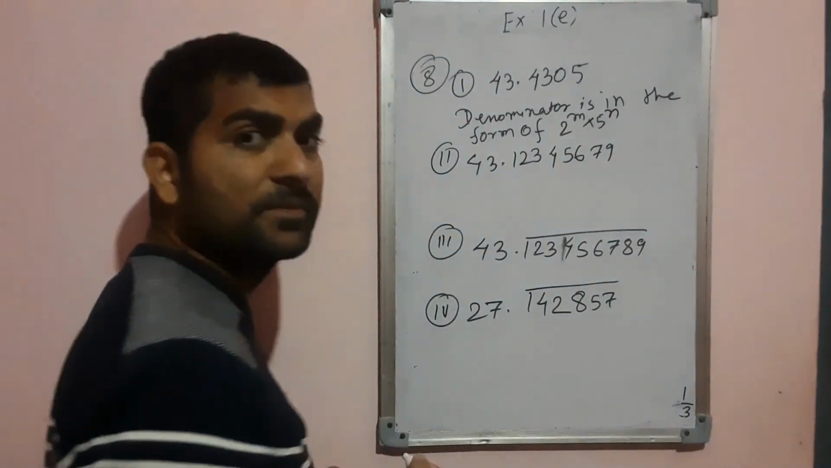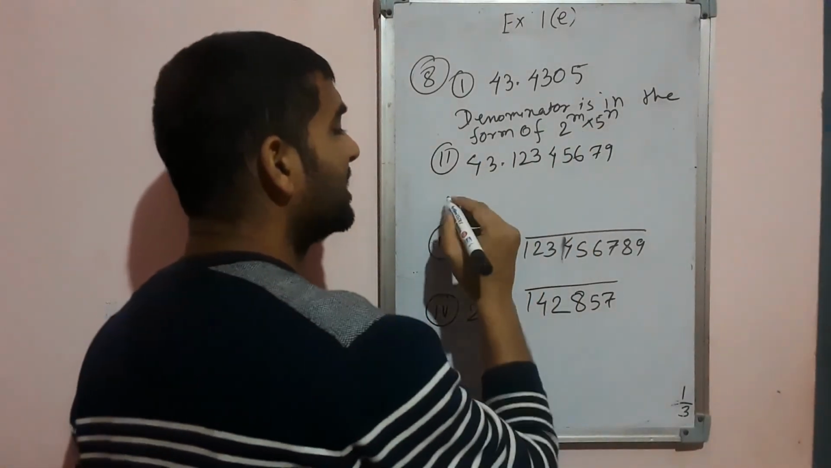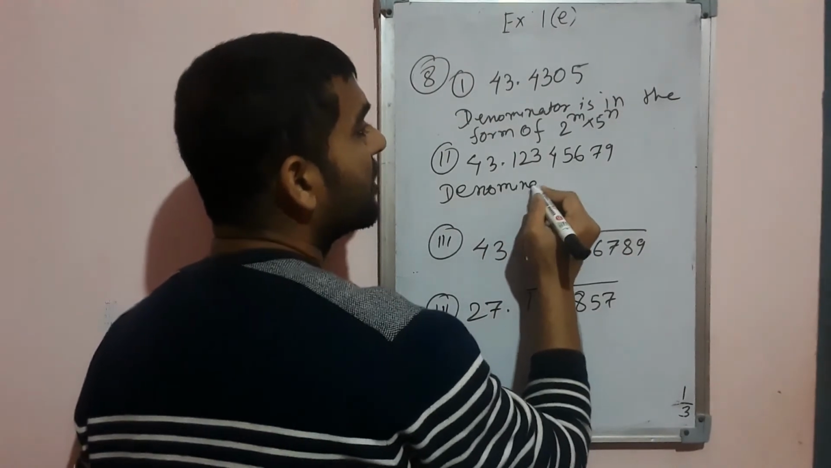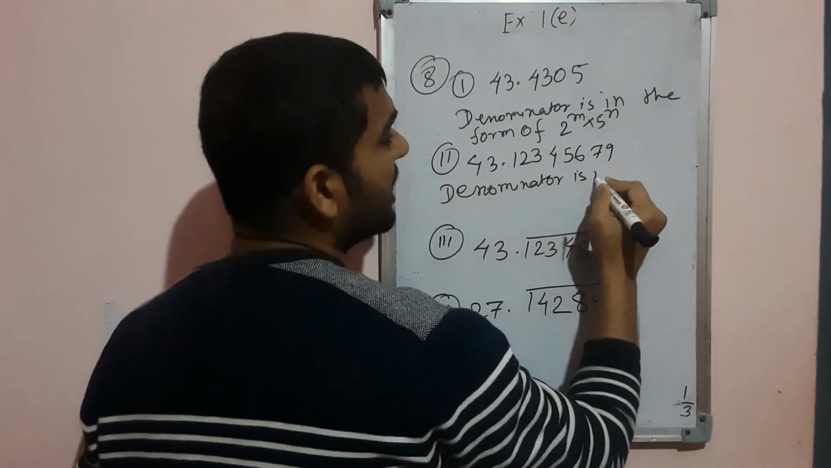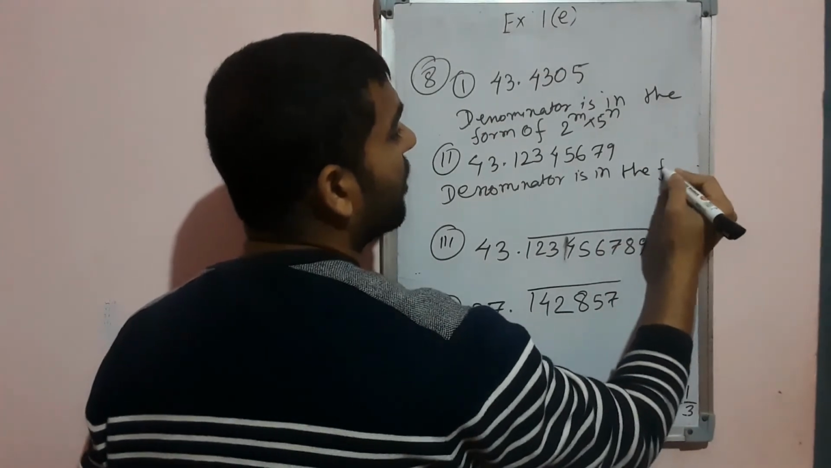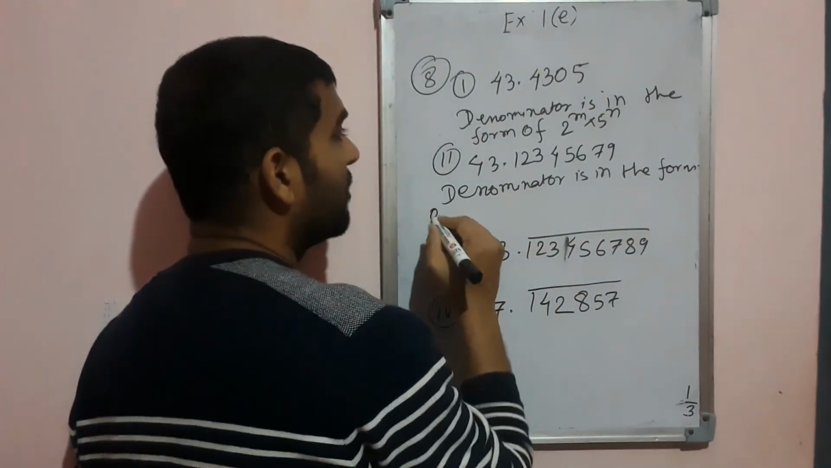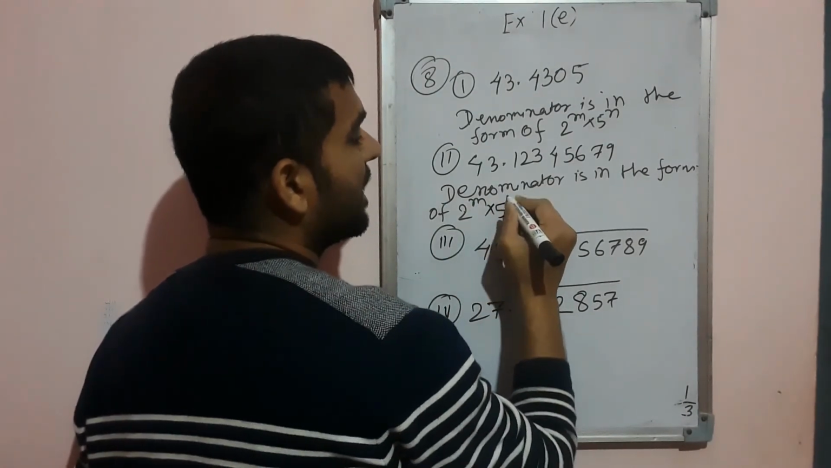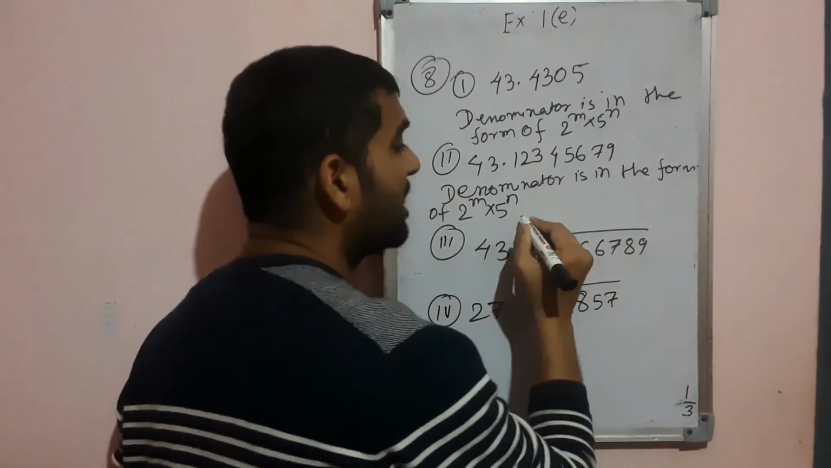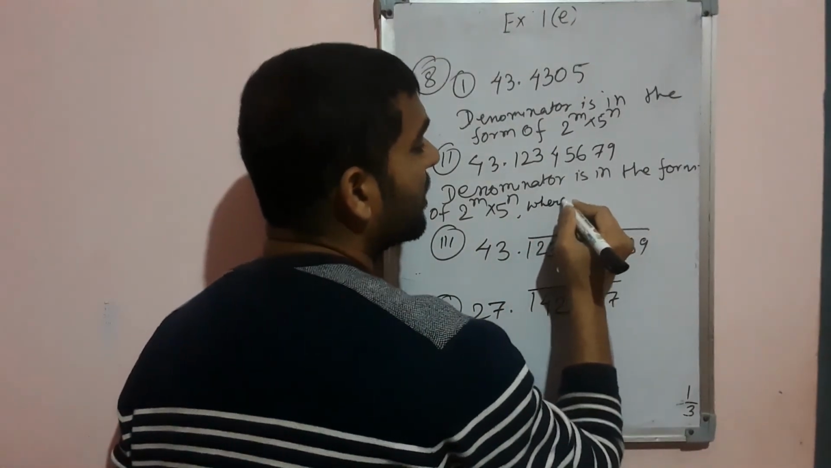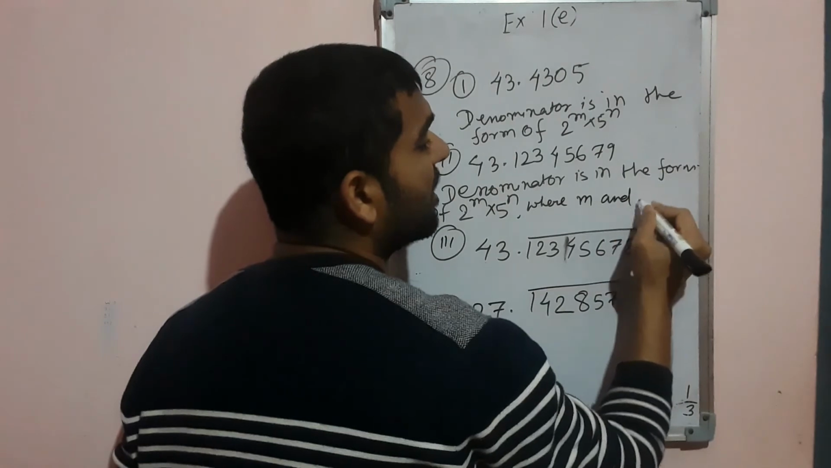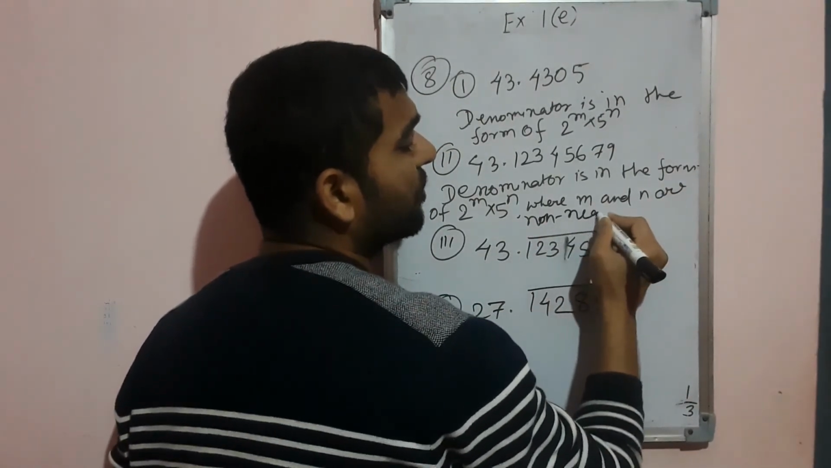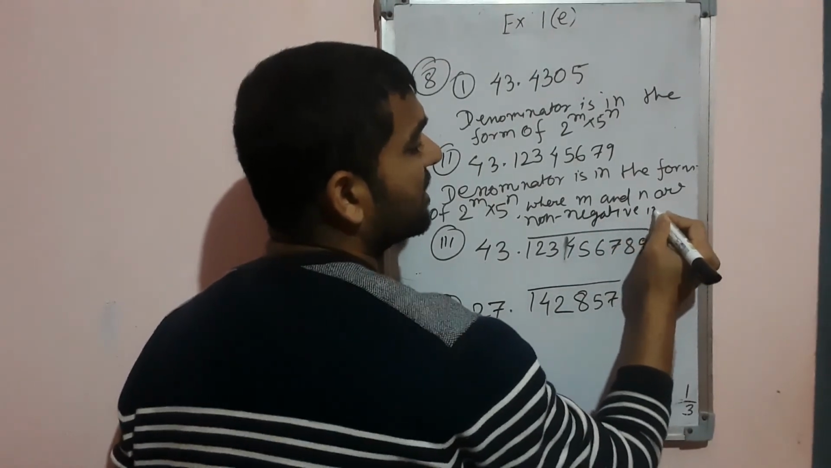What about this one? Here also no bar. So the denominator, same answer. You will write denominator is in the form of 2 power m into 5 power n. You mention here where m and n are non-negative integers.